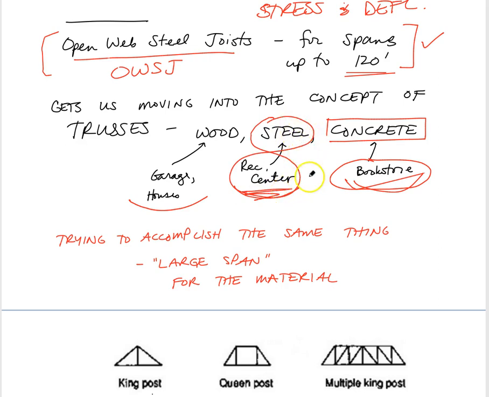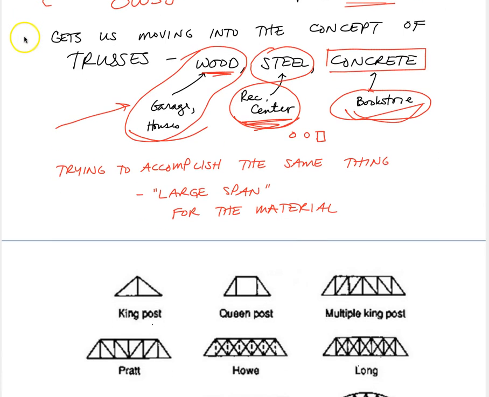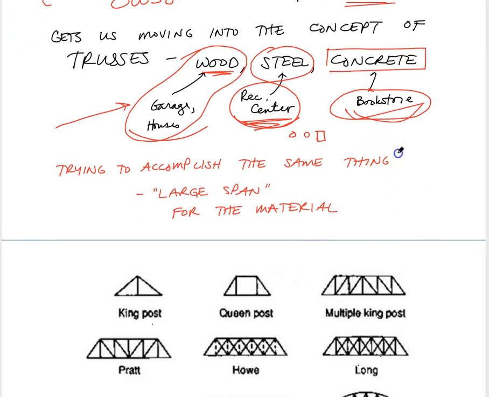you see those in the rec center. Steel sections could be circular sections, could be square sections. Wood, probably if you go out into your garage, or in the attic, you would see some sort of a wood truss structure. And so as we talk through this, you're trying to accomplish the same thing. What you're trying to do is get across a large span for the material that you've got.